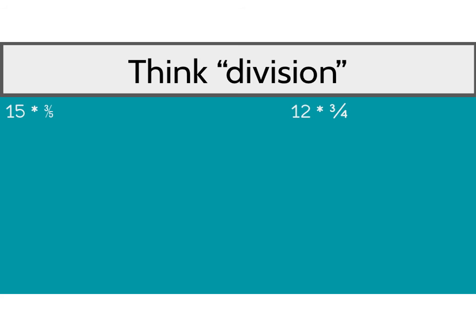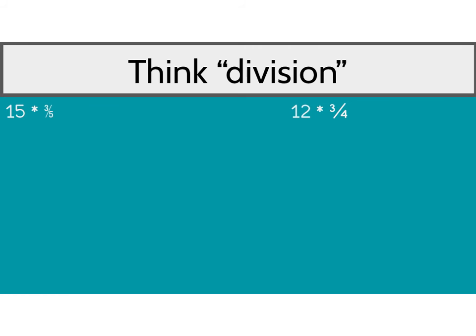So we're going to take these same two problems that we just practiced with the fraction of method, and now we're going to think division. So again, same problems, different strategy. So we have 15 times 3/5. Well, we want to think about that as 3 divided by 5. So multiplying by 3/5 will give the same result as multiplying by 3 and then dividing by 5.